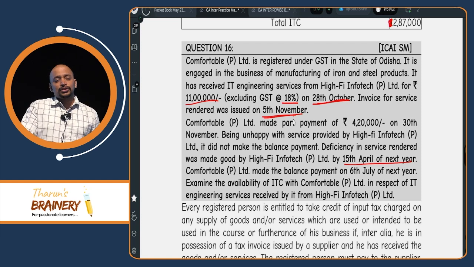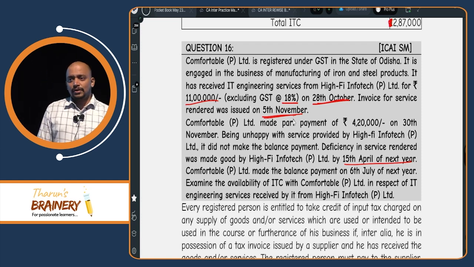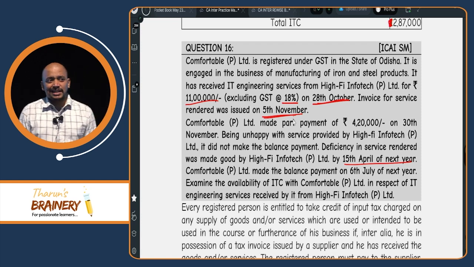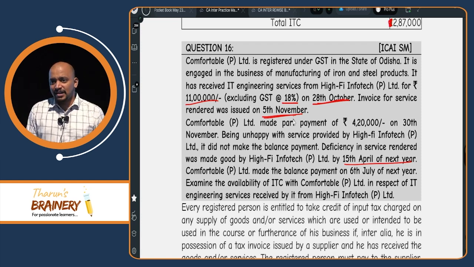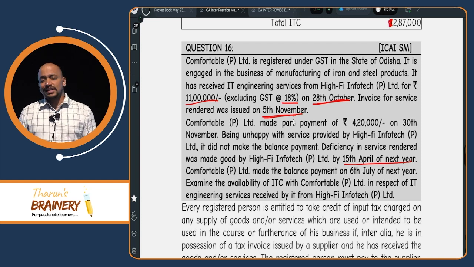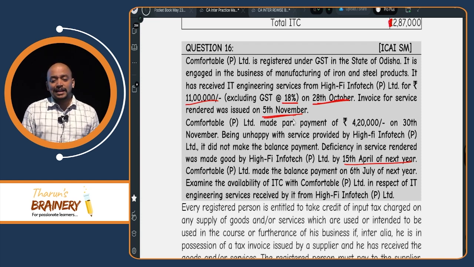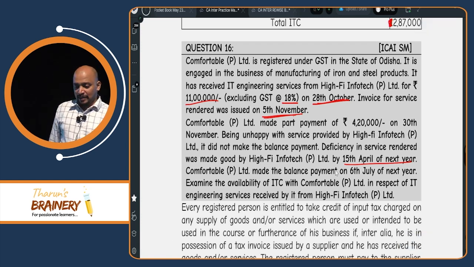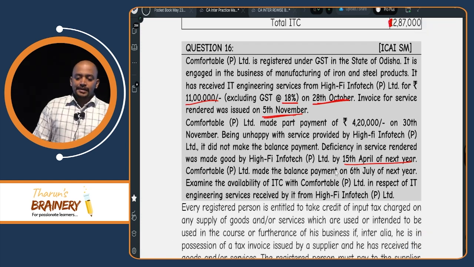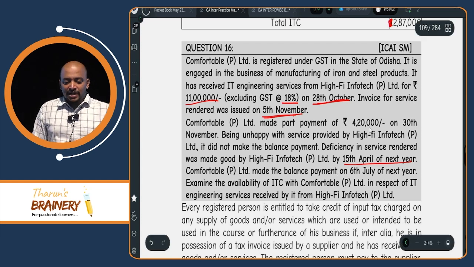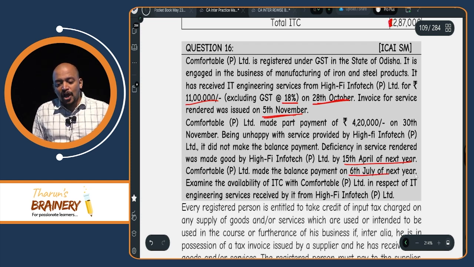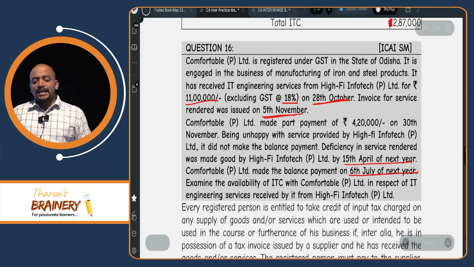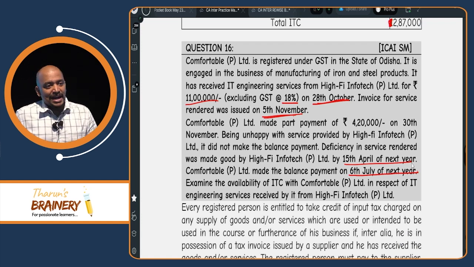Now in the month of April, April will take 30 days. So 146 plus April 30 is 176. Still, what is the number of days? 4 days in May. So by 4th of May, whether the payment is made, check the question and tell me. On 30th November part payment is made, and the balance payment is made on 6th July of the next year. So the balance payment was not made within 180 days.